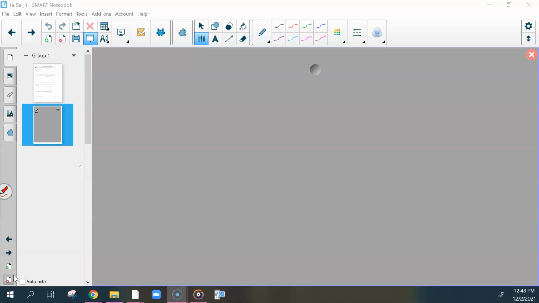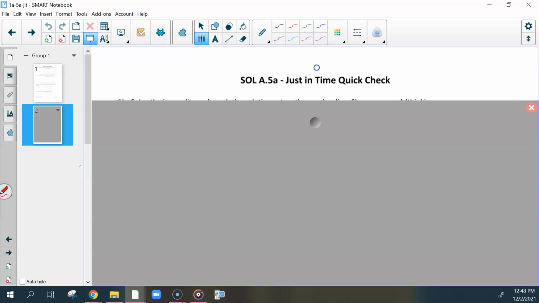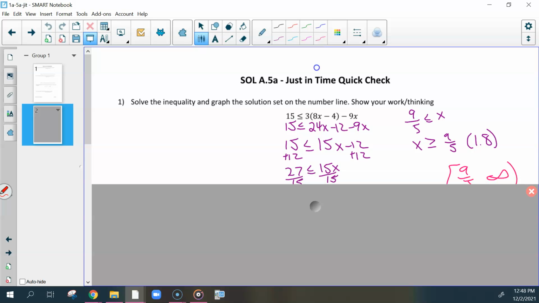Like I said, the first three are going to give you decimals or fractions. So when you solve them, remember you're solving them just like normal. Distribute, combine like terms, get everything away from the variable, and you should end up with 9/5.